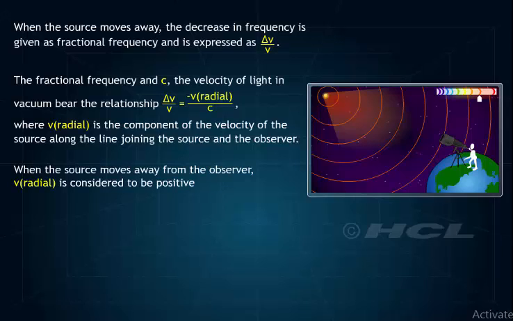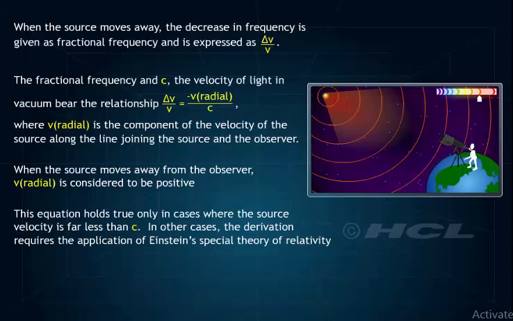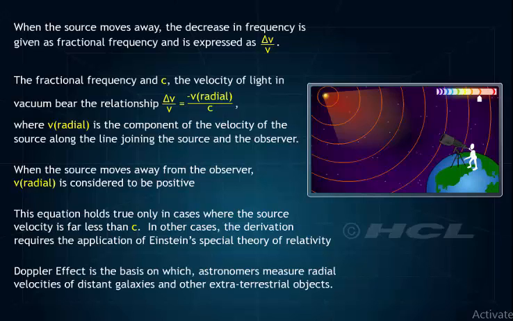When the source moves away from the observer, V radial is considered to be positive. This equation holds true only in cases where the source velocity is far less than c. In other cases, the derivation requires the application of Einstein's special theory of relativity. Doppler effect is the basis on which astronomers measure radial velocities of distant galaxies and other extraterrestrial objects.